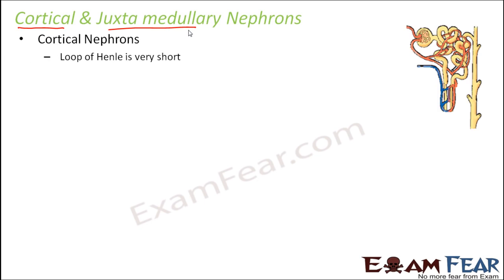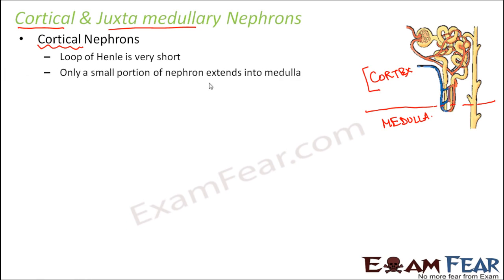Now what are cortical nephrons? Where the loop of Henle is very short. Now if the Henle's loop is very short, let us suppose this is the division, this is cortex and this is medulla. In this picture you can see that since the Henle's loop is quite short, it doesn't go deep inside the medulla. So these types of nephrons are called cortical nephrons because most of the nephron is located in the cortex. The term cortical is derived from cortex. Only a small portion of the nephron extends into the medulla. So if you see, only a small portion of it is in the medulla.